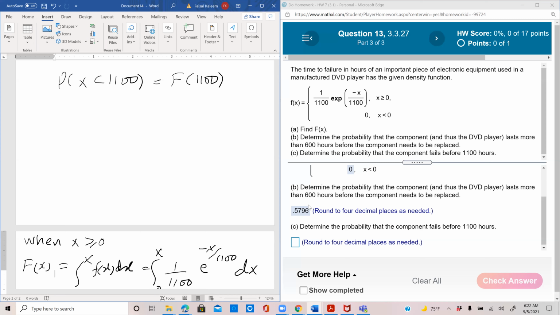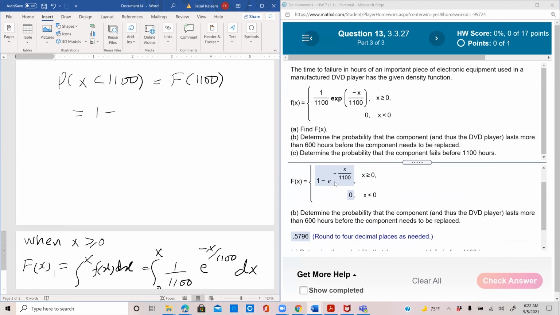So big F of 1100 would then just be 1 minus, looking at here, e to the minus x, where x is now 1100. So 1 minus e to the negative 1, which is 0.6321.